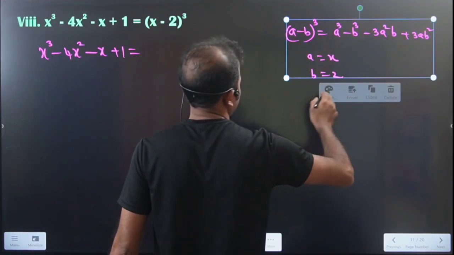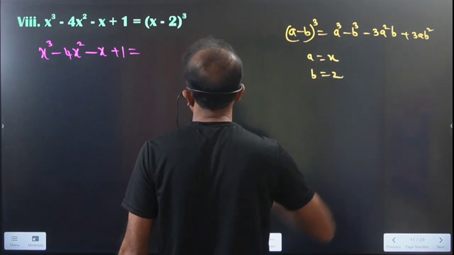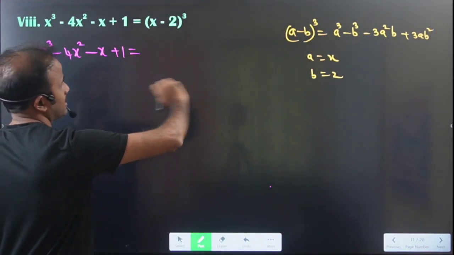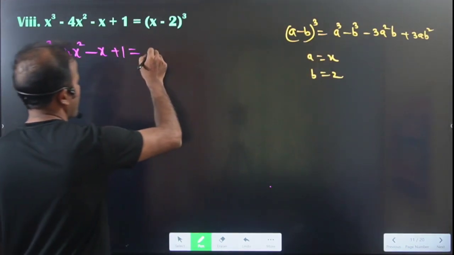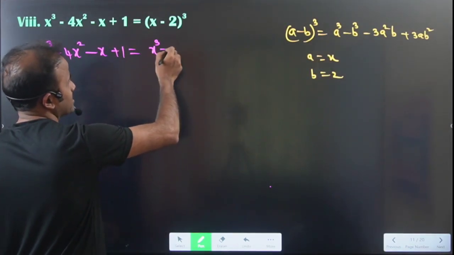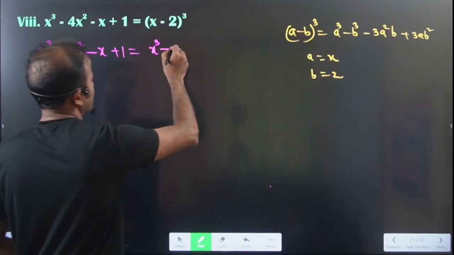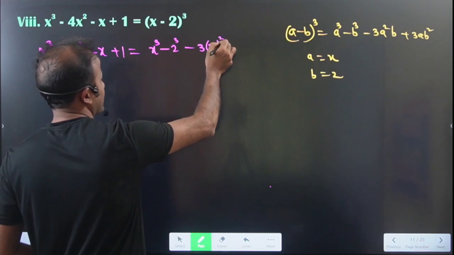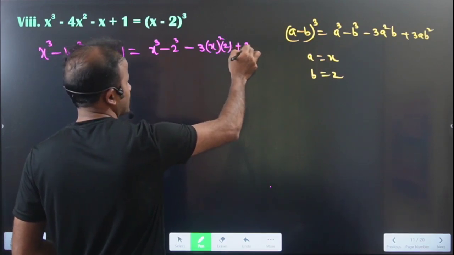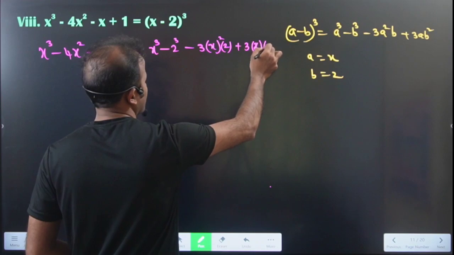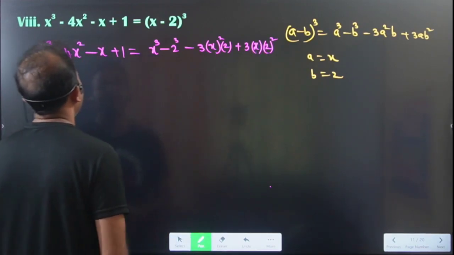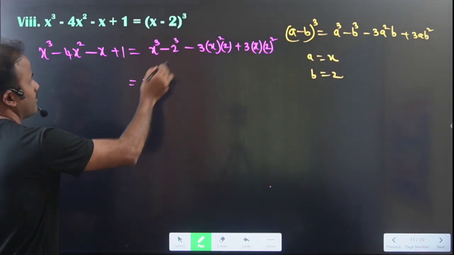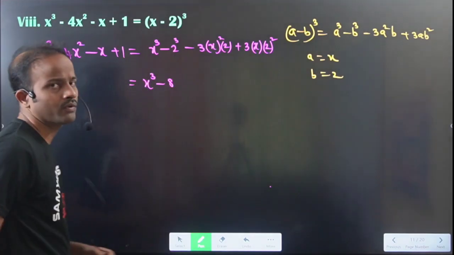Just a minute, I'll change the color. Okay, now you see x minus 2 whole cube. So this we can write as a cube means x cube minus b cube minus 2 cube minus 3 into a square into b plus 3 into a into b square. Okay, according to the formula I am writing this. x cube minus 2 cube, value is how much? 2 into 2 is 4, 4 into 2 is 8.